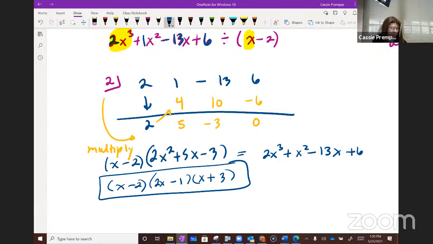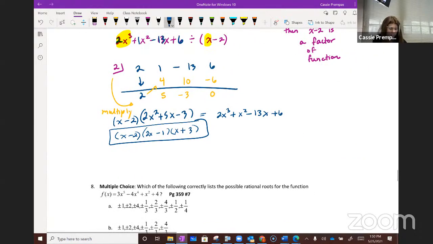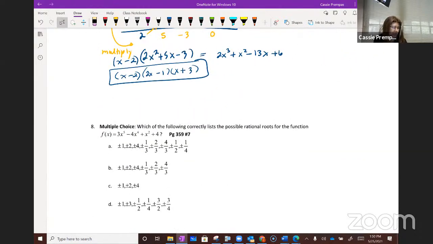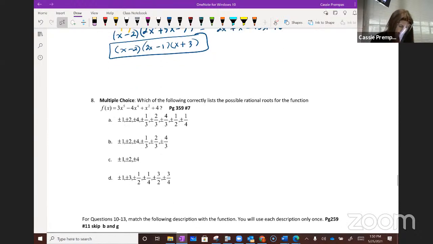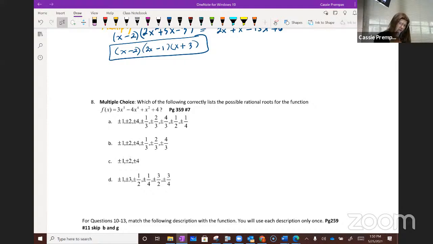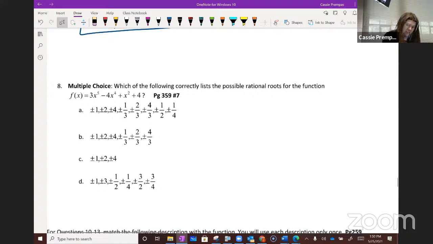And last but not least, we still have a few more. I was thinking we were graphing rational functions, but there's one other one that we need to look at, one of the rules from chapter 3. Which of the following correctly lists the possible rational roots for the function? Do you guys remember the rational root theorem?